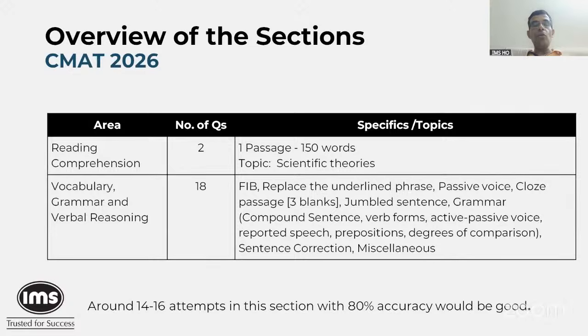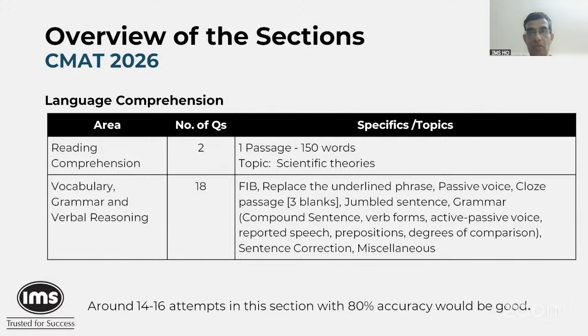Then moving on to next section, that is language comprehension. So there was one RC, reading comprehension, passage with 2 questions. It was 150 words long, and the topic was on scientific theories. And then the remaining 18 questions were on vocabulary, grammar, and verbal reasoning.